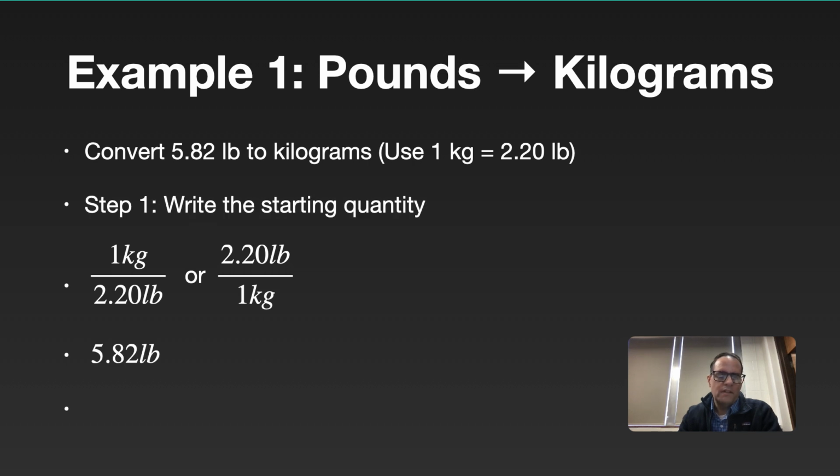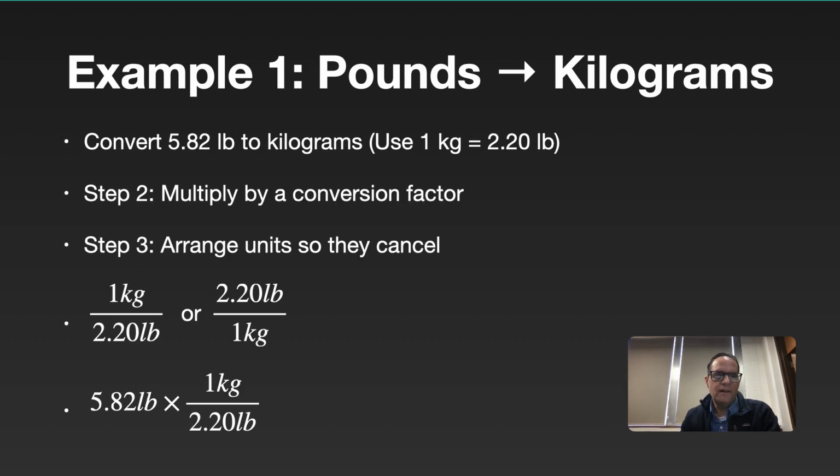Step 1 is to write the starting quantity. So the starting quantity in the word problem is always the 5.82 pounds, right? Not the conversion factor, but some other number that's in the word problem. Okay. Step 2 is to multiply by a conversion factor, but remember, which one do you choose? You choose the one and you arrange the units so that they cancel appropriately. So you can see how the pounds here is on the left and the pounds here is on the bottom. Okay, so top and bottom are going to cancel. That's the way we want to arrange it.